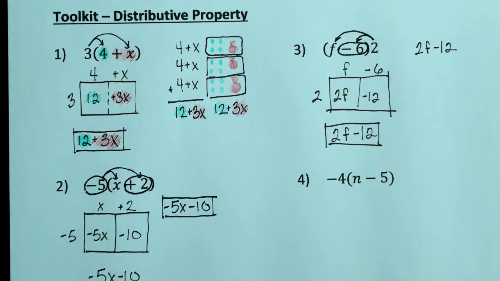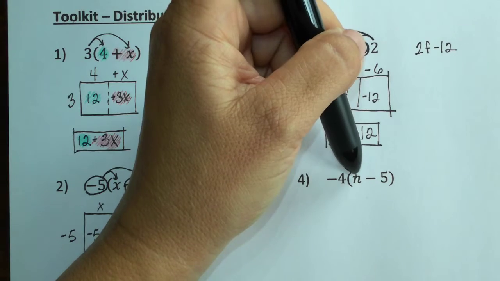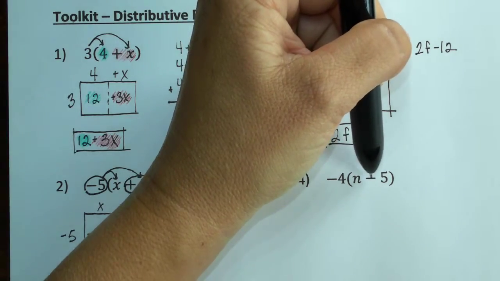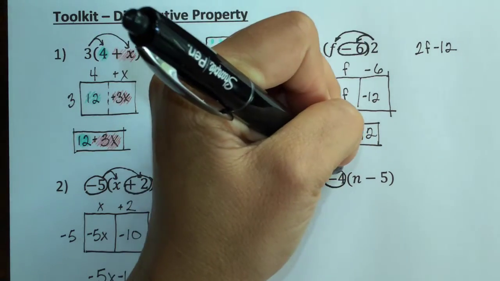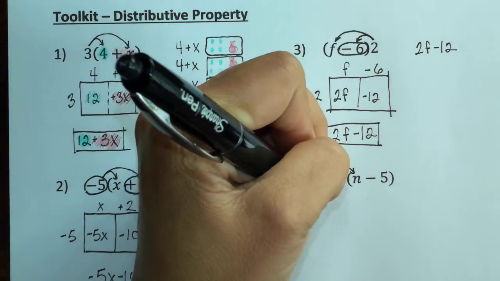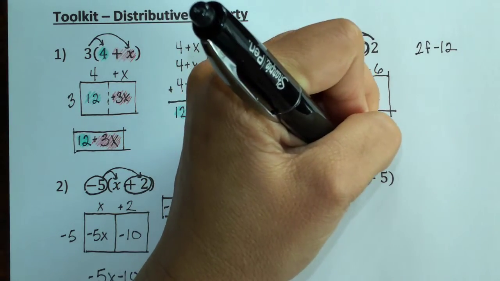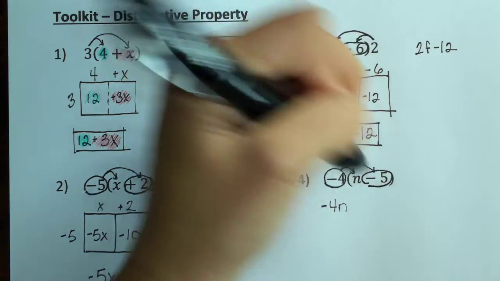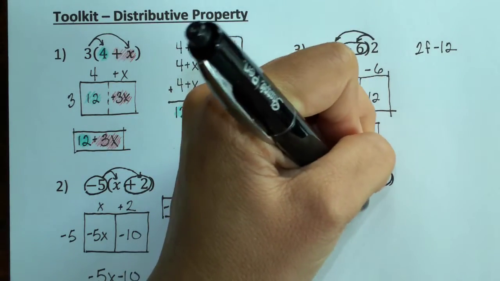And last, number 4, looking at distributing in this negative, we're using n instead of x, and we have a subtraction sign. I'm going to circle the negative 4. Negative 4 times n is negative 4n. Negative 4 times negative 5 is a negative times a negative, and that's going to give us a positive 20.